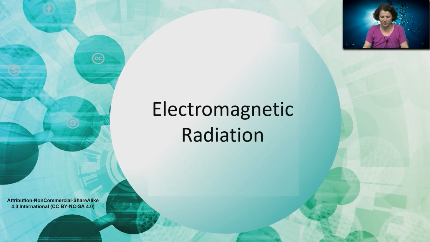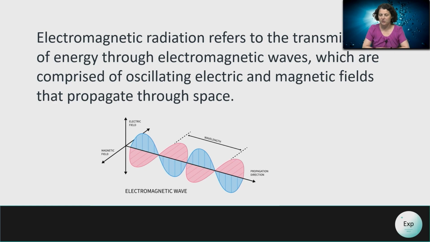My name is Dr. Esther Trufan, and in this video, we are going to explore electromagnetic radiation. By definition, electromagnetic radiation refers to the transmission of energy through electromagnetic waves, which means that these waves have an electric component, and that's what you see in these blue waves, and a magnetic component, and that's what you see in the pink waves.